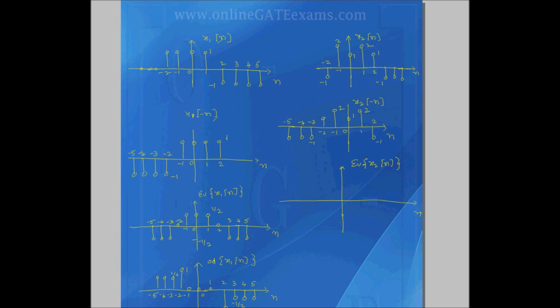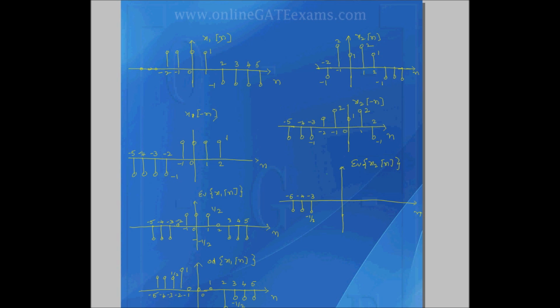From minus 5 to minus 3, x2 of n is 0, but x2 of minus n from minus 5 to minus 3 is minus 1. So 0 plus minus 1 is minus 1, divided by 2 will be minus half. So we will get this here. This is minus 5, minus 4, minus 3, and these amplitudes will be minus half.